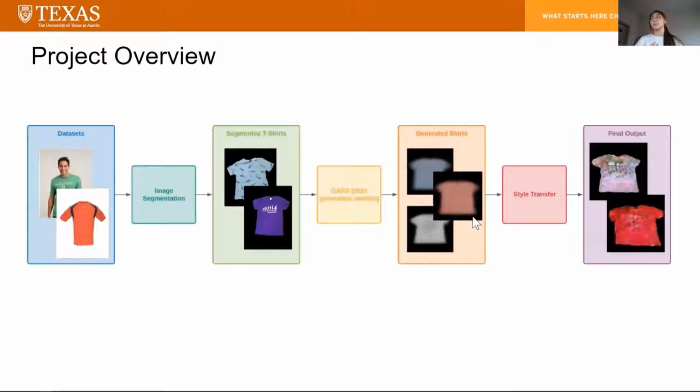So our project can be split up into around 4 different parts. First of all was data acquisition, which was a really long and tedious process. After that was segmenting the data sets of t-shirts that we found. And from there, we generate our t-shirts, and then we finally output a t-shirt with some style transfer applied to it.